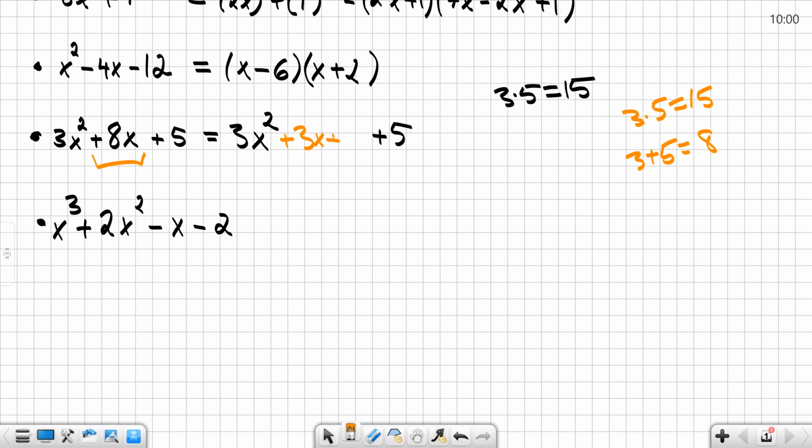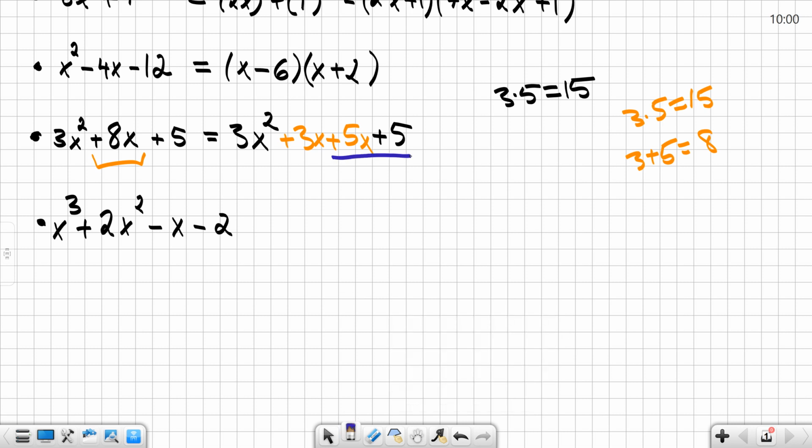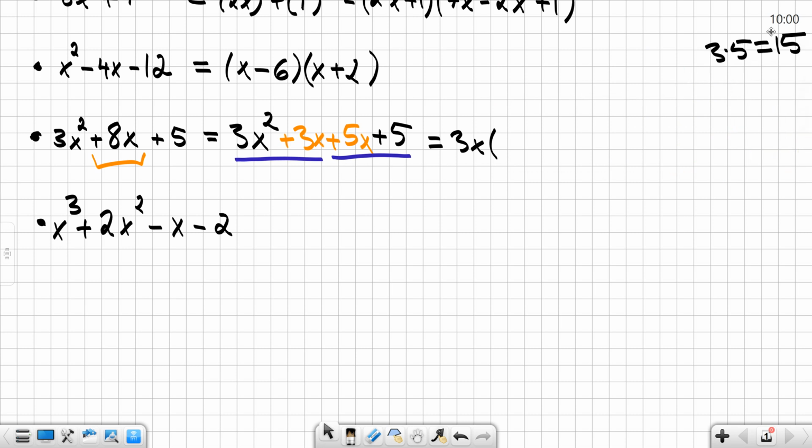Plus 3x plus 5x. And now I use factoring by grouping. Here's one group, here's another group. And I see that in my first group, there is a 3x that they have in common. I need to move this a little bit on the side. That was just side work.